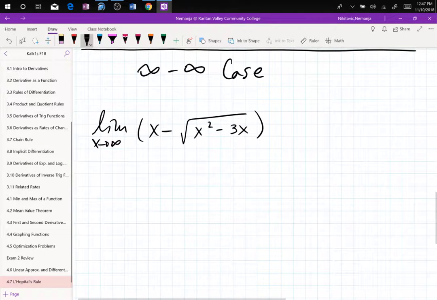L'Hôpital's rule is 0 over 0 or infinity over infinity. I have a subtraction here. How do I go from subtraction to division? What are the steps that we have to take to transform a problem that is subtraction into a problem that is division? It has to go through multiplication. So to get to division from subtraction, you have to go through multiplication. Now, how do you obtain multiplication out of subtraction?